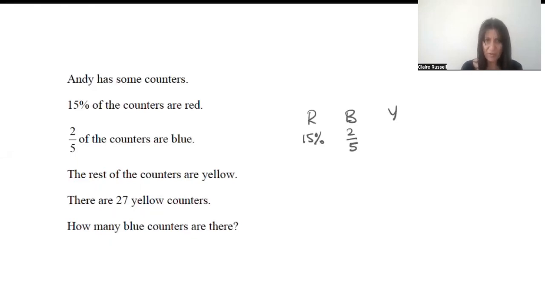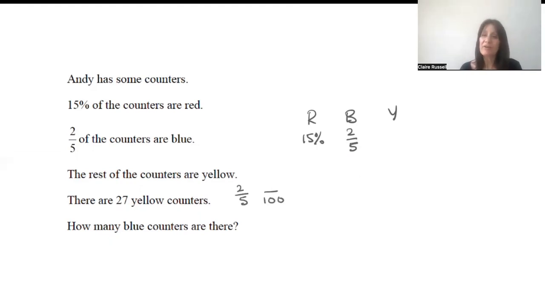Now, I don't know that as a fraction. I don't know that as a percentage, but it's going to be really useful for me to know that so that I can make better use of the fact that there are 27 yellow counters. So my first job here is to really think about this. I want to get this as a percentage. Now, there's lots of different ways that you can do that. The best way, I think, is to get the denominator so that it's 100.